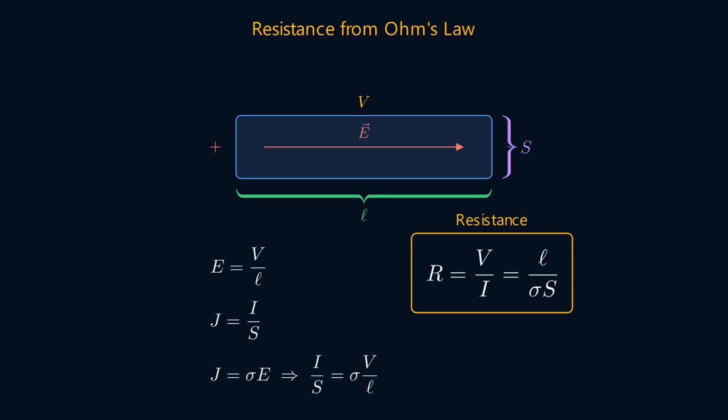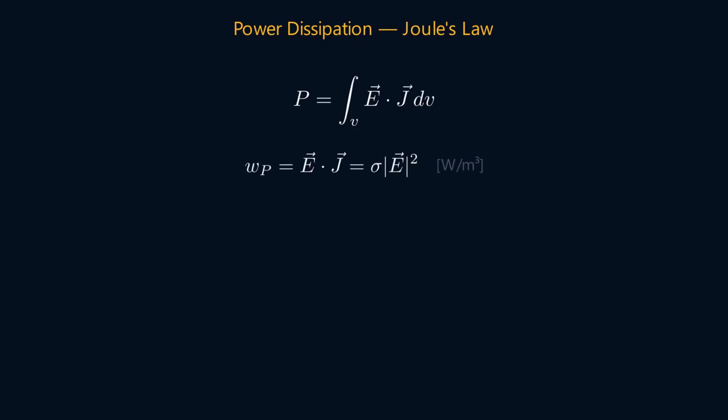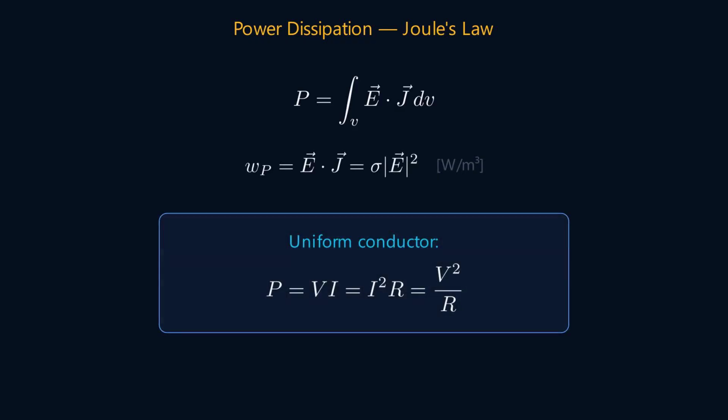For a conductor with non-uniform cross-section, we use the more general formula, R equals the integral of E dot dl divided by the integral of sigma E dot dS. This is the field-based definition of resistance. Power dissipation follows from P equals the integral of E dot J dv. For a uniform conductor, this reduces to P equals VI equals I²R, Joule's law.